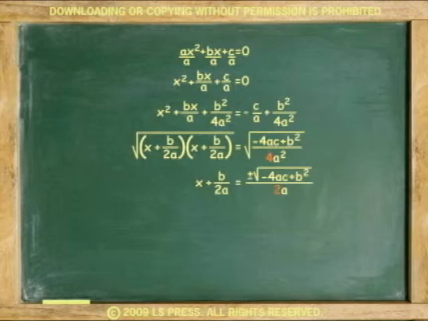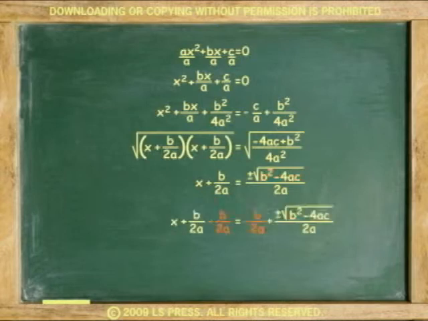Next, the denominator of the right-hand side has been simplified. The square root of 4 is 2, and the square root of a squared is a. Notice also that the expression under the radical has been switched and now starts with b squared. This doesn't affect the value, but the expression looks better.